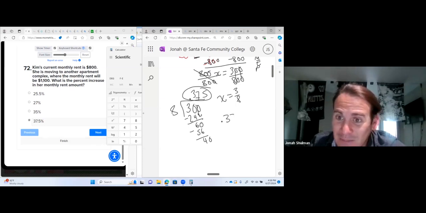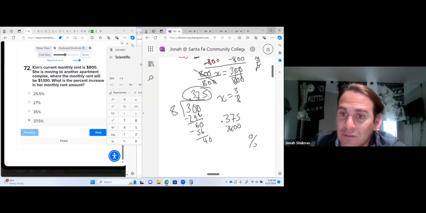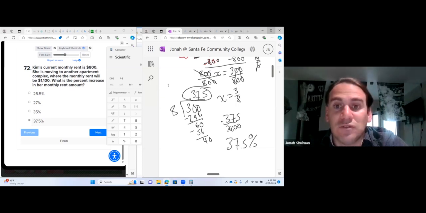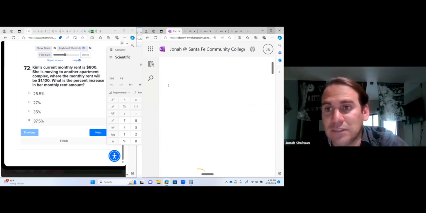If I want to go from a decimal to a percent, I have to multiply by 100, which basically just means I'm moving the decimal 1 place, 2 places. That's why your answer is 37.5%. So 72 is, guess what? It's D.